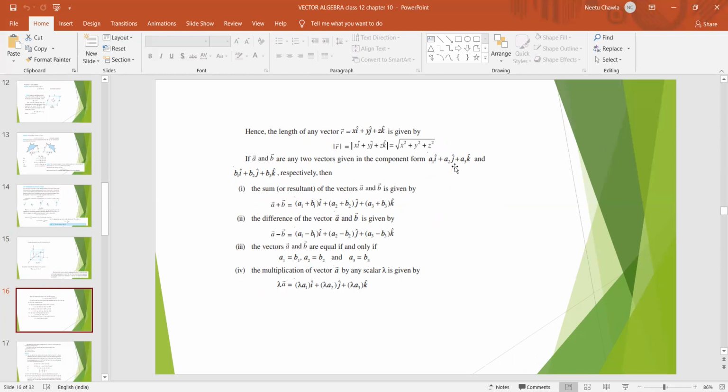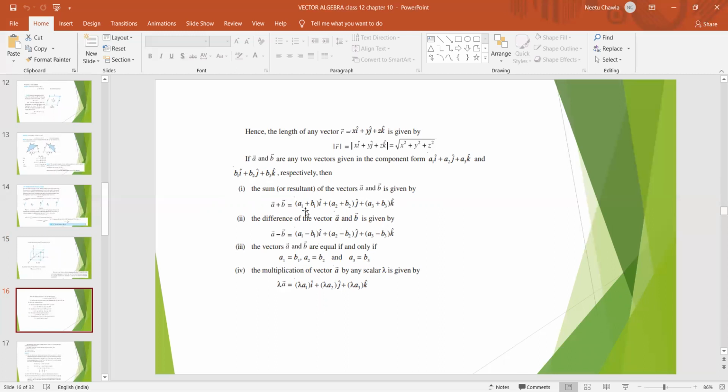Now, if two vectors are given by a1i plus a2j plus a3k and b1i plus b2j plus b3k, we can add those vectors. We'll only be adding what? Like we were adding for x and x, y and y, z and z, similarly here we'll be adding i with i, j with j and k with k. So what are we getting here?